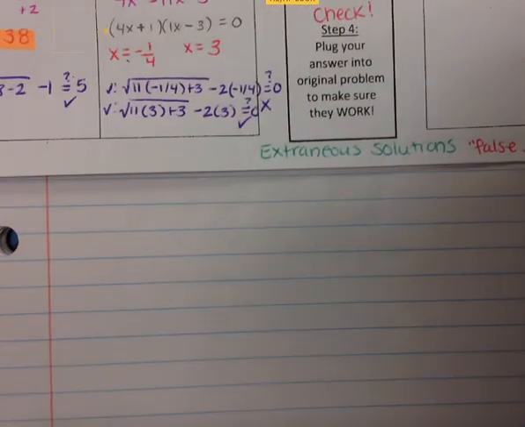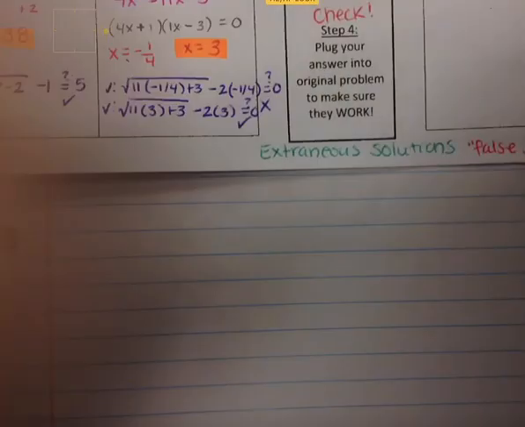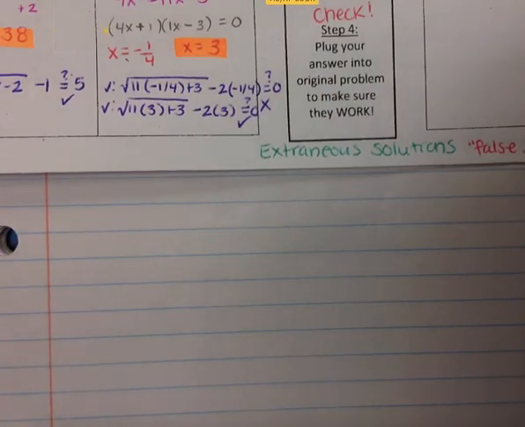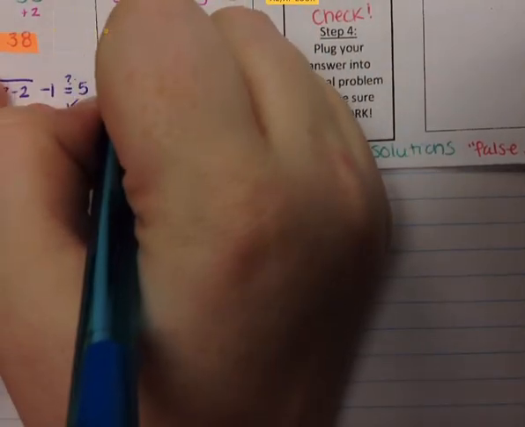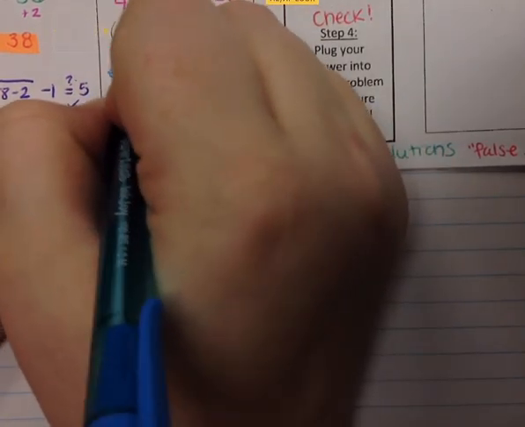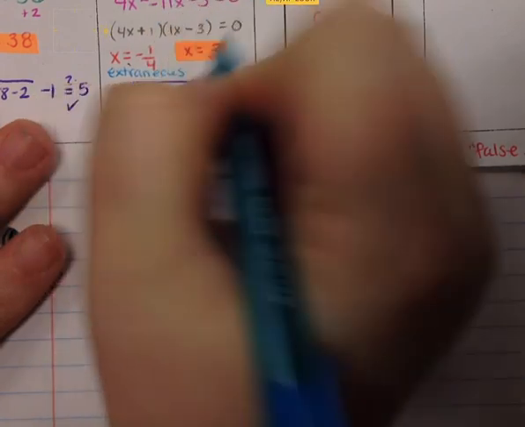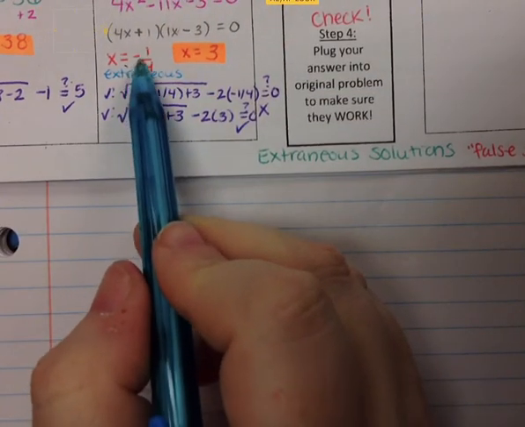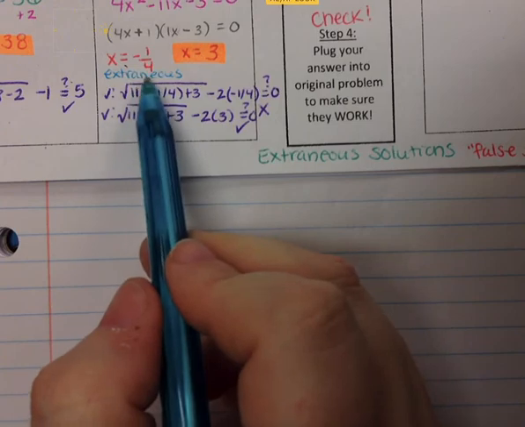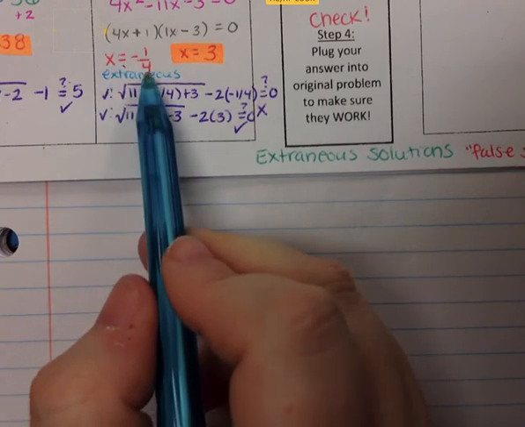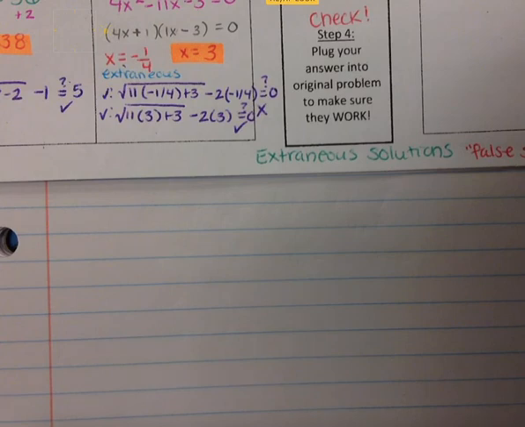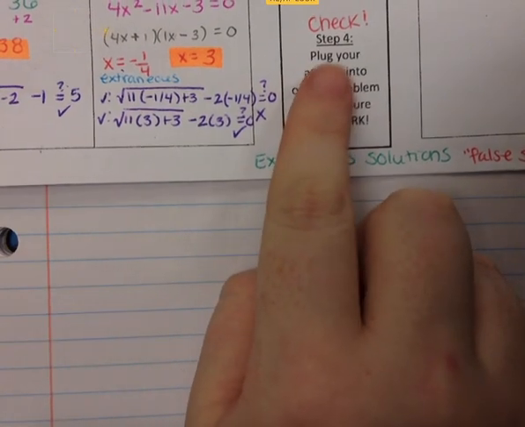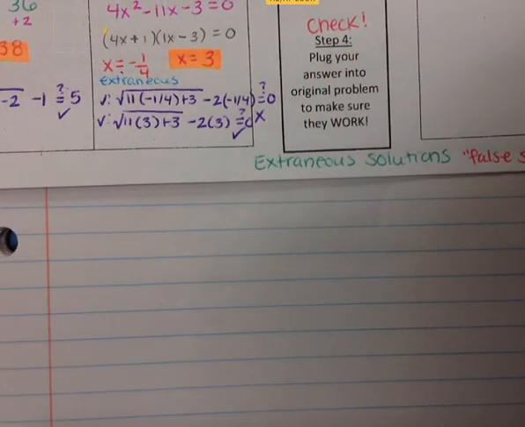This one works. That means that x equals 3 works, so I can highlight x equals 3. But with x equals negative 1/4, we need to write that this is extraneous. So I'm going to put extraneous, because that is the solution we got. We didn't do anything wrong. It was just extraneous. So definitely write on here that this is extraneous, but you can't highlight it. So always check for extraneous solutions, because you never know. Even if you only had one answer, it might have been extraneous.